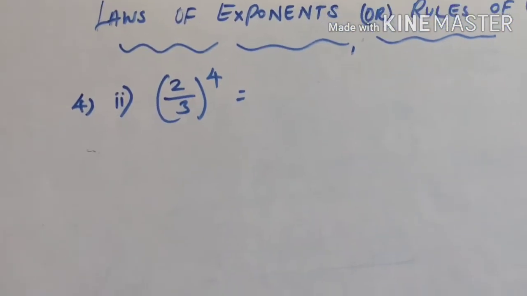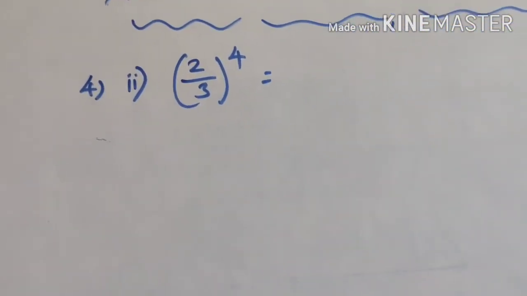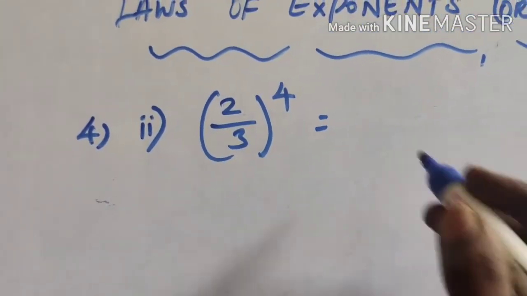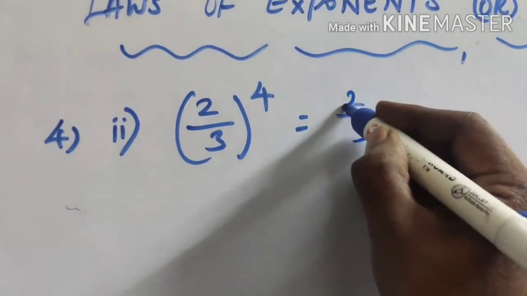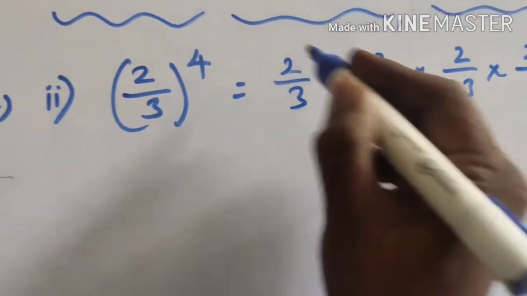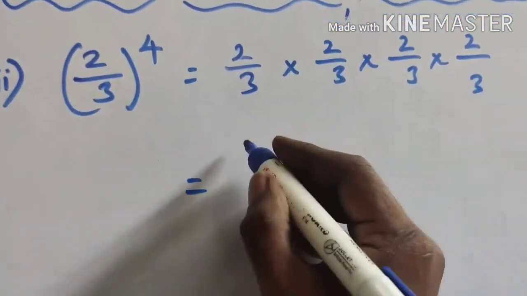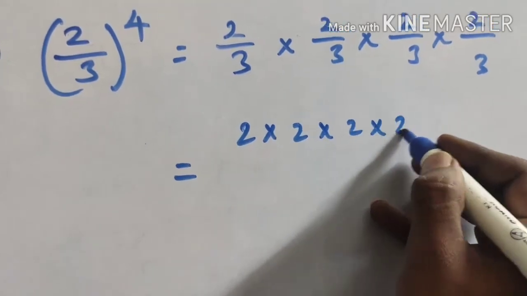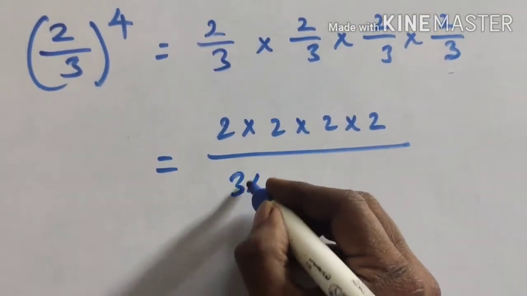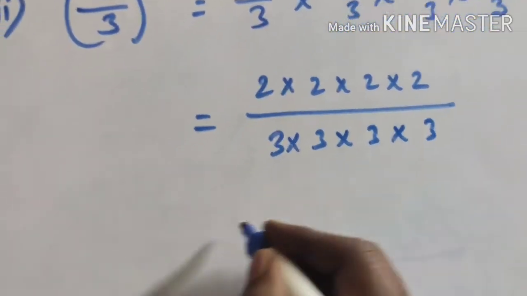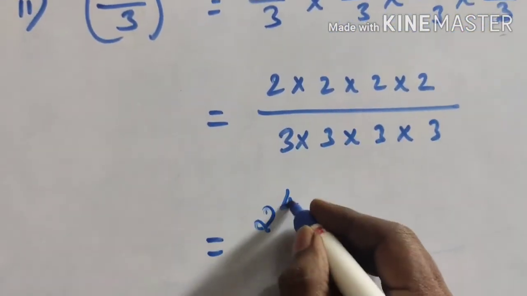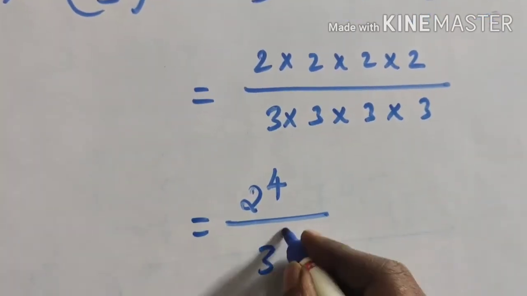Next, actually the fourth rule itself, there is another rule. See here, (2 by 3) whole to the power of 4. Now how to expand this? 2 by 3 into 2 by 3 into 2 by 3 into 2 by 3, because power is 4. Now multiply all the numerators: 2 into 2 into 2 into 2. Next, divided by, now multiply all the denominators: 3 into 3 into 3 into 3. Now 2 to the power of, how many 2's are there? 4. So 2 to the power of 4 divided by 3 to the power of 4.